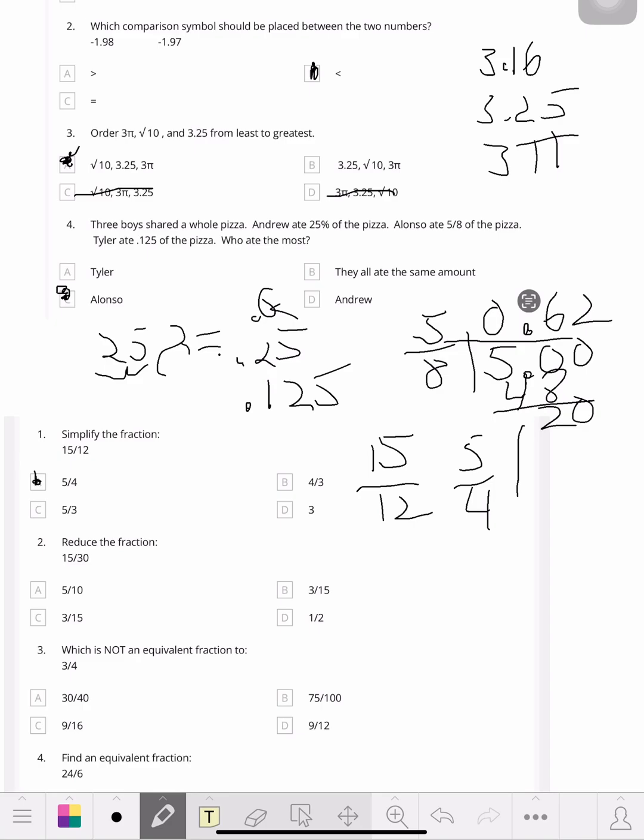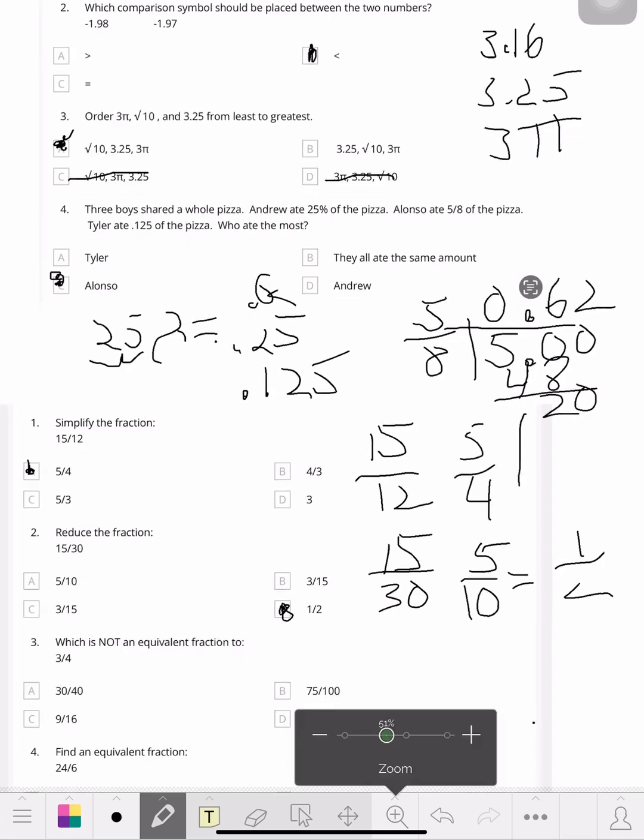Okay? Now, reduce the fraction 15/30. Okay, we got 15/30. Same thing. Let's see what number would go in. 3 goes into both. 3 goes into 15 5 times. 3 goes into 30 10 times. But can we reduce this a little more? Yeah. Hey, 5 goes into both of these. I can see that right away. Equals 1/2. And I think that's fully reduced. Okay, we got D. That was easy.